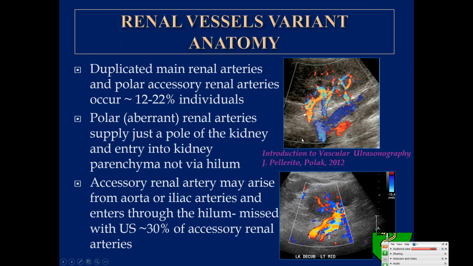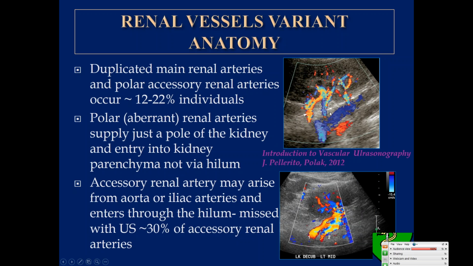One thing everybody has to keep in mind is that renal vessels may have variant anatomy. We notice duplicated main renal arteries, and polar or aberrant renal arteries may be seen in up to 22% of individuals. Polar renal arteries take off from the aorta or any other vessel, sometimes even the celiac or mesenteric vessel, and they usually have an entry point other than the hilum into the kidney and supply one of the poles of the kidney.